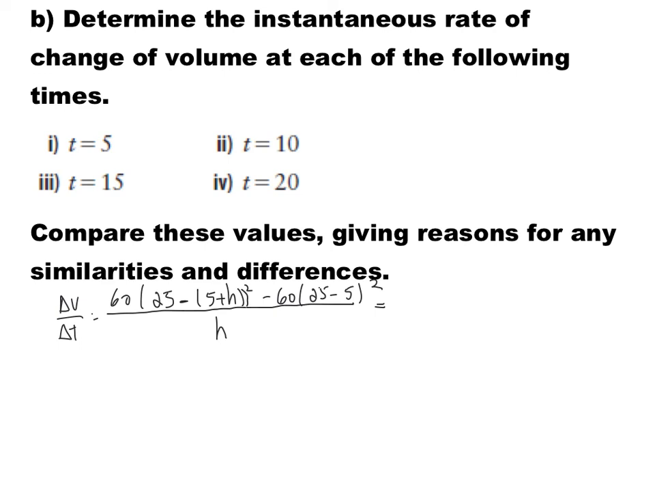If we simplify this one and cancel h, we get 60h minus 2400. Now to find the instantaneous rate of change, we are going to let h be a very small number, very close to 0. This means that this term is not going to contribute anything because 60 times almost 0 is going to give us 0. So the answer is going to be negative 2400 liters per minute.